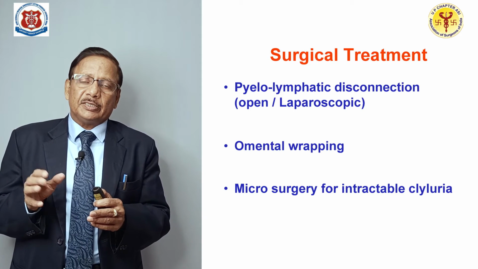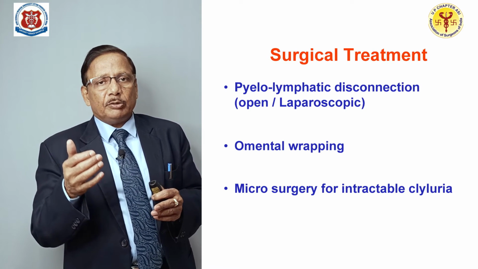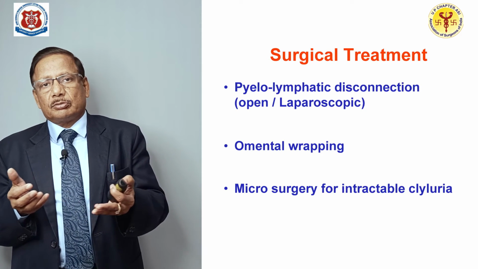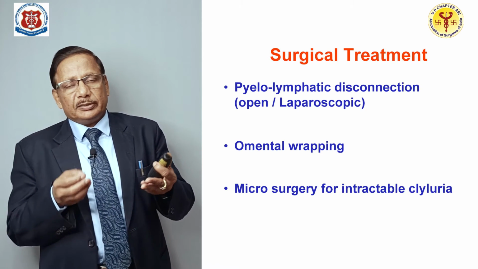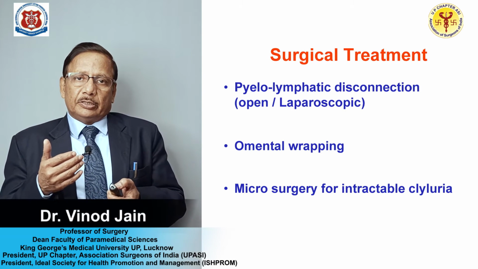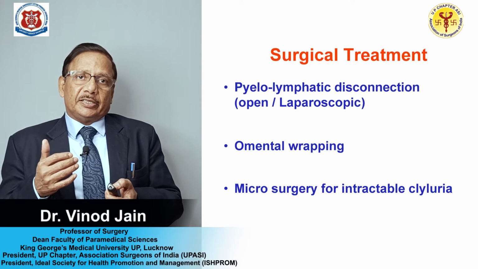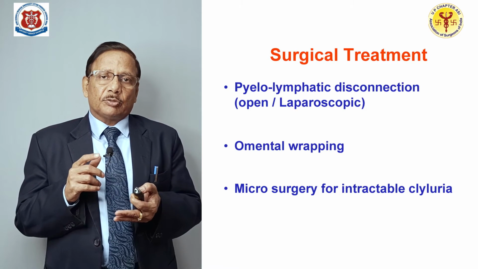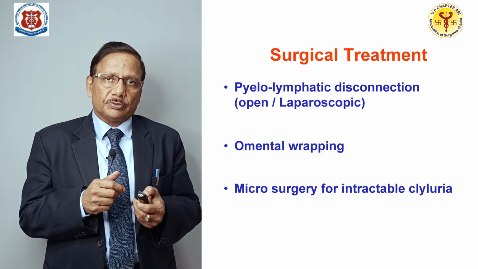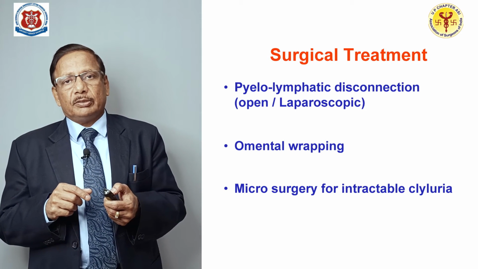And the surgical treatment includes procedures like pyelolymphatic disconnection, which can be achieved by open surgery or through a laparoscopic procedure, or it can be combined with omental wrapping. And even if it is not corrected, then you need to resort to microsurgery, where you use an operating microscope to do the anastomosis. That is used for intractable chyluria.